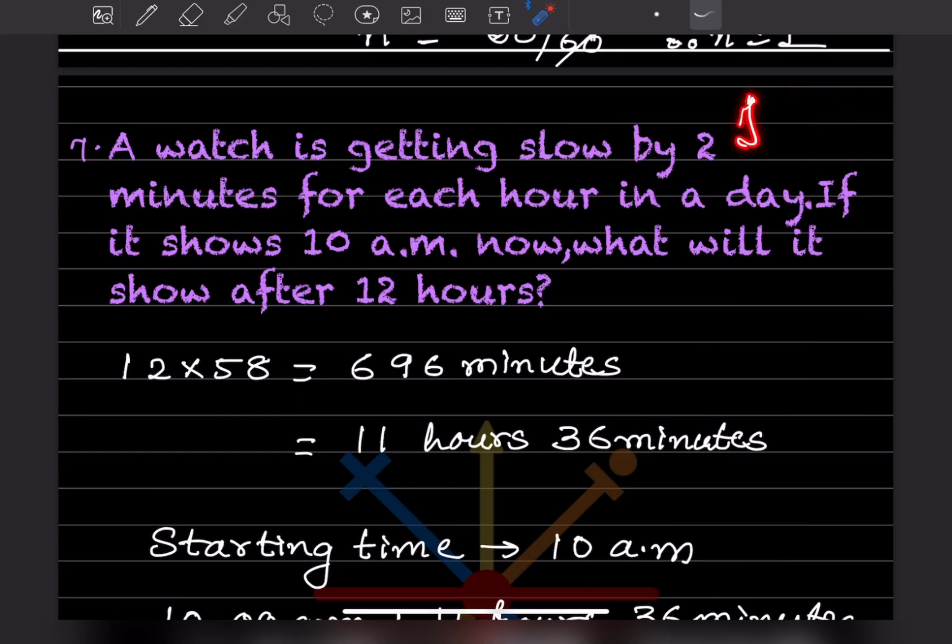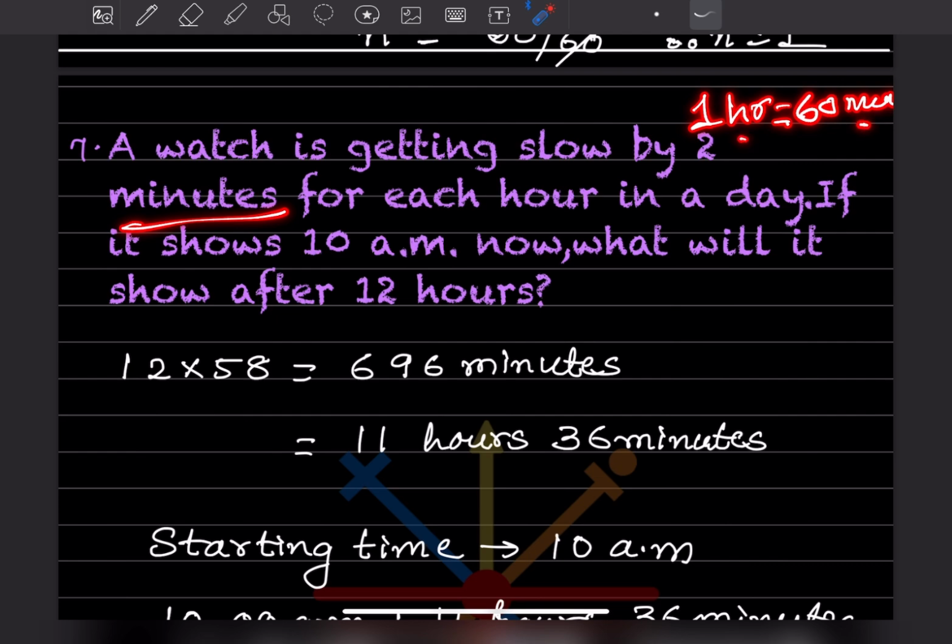Means in 1 minute we have 58. So it is getting slow by, so here it will be, because they have asked here not the seconds but the minutes. So 1 hour is 60 minutes, because here it is minutes. So 1 hour is 60 minutes.